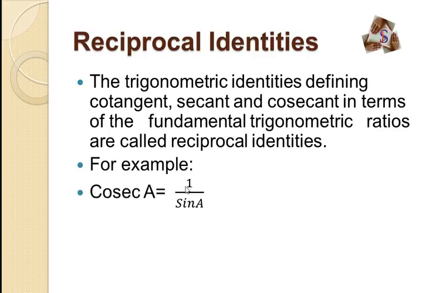So I'm writing it as 1 by, and this is a fundamental trigonometric ratio. So I'm writing cosecant A as 1 by sin A. So cosecant A is a reciprocal identity. Similarly, secant A is equal to 1 by cos A. So it's again a reciprocal identity.